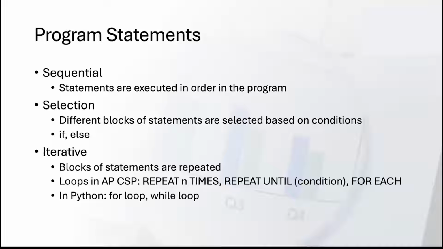And there could also be iterative statements where blocks of statements will be repeated based upon some predefined number or based upon some predefined conditions. So loops in AP CSP are represented using pseudocode, like we're going to repeat for exactly n times, or we're going to repeat until a certain condition is true or false. And we can also use a for each to loop through a particular list or array. And in Python, the equivalent for those will be using a for loop or while loop.